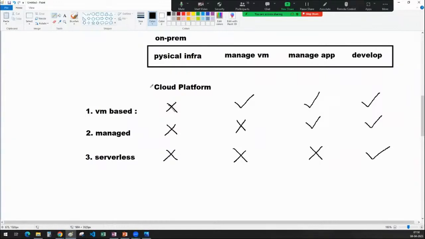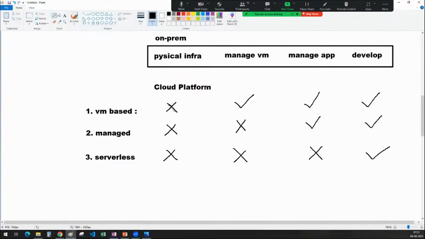The management of the virtual physical infrastructure will be taken care of by the cloud platform. How, sir? We are already seeing some data centers, right? Google has its Google data center, Amazon has its own, and that's where they are managing the physical infrastructure. Managing the virtual machine, managing the application, and developing the application will be on you when you go to VM based services. If you go to managed services, the physical infrastructure as well as managing the virtual machine will be taken care of by them. Only the application and its development will be upon you.